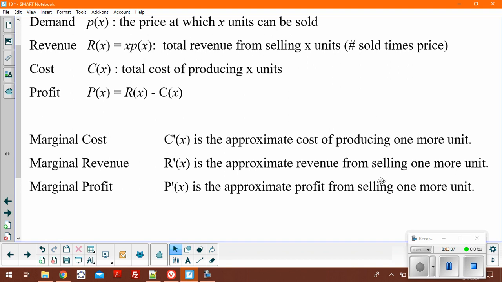We're just going to go through one example that shows how to set up a number of these functions. I know in some of the problems in the textbook, they just give you the functions and you just have to work with them, but sometimes you'll need to develop the function from scratch.